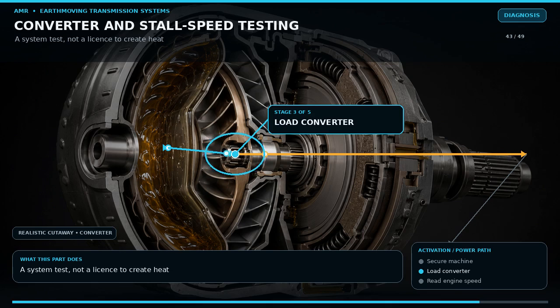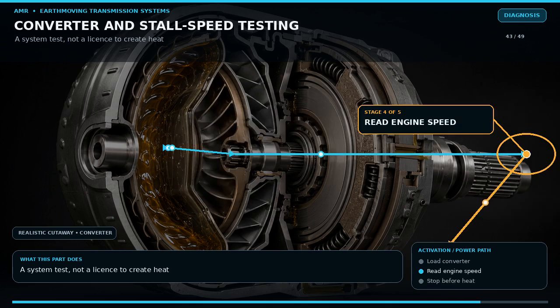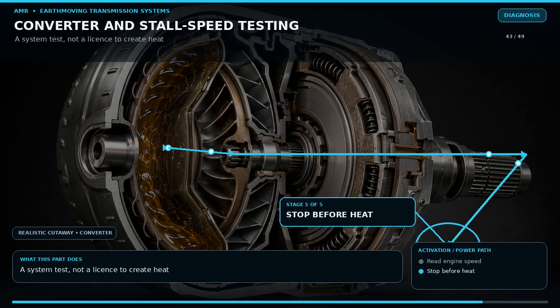But one number does not identify the failed part. Check converter inlet and outlet pressures, temperatures, engine performance, and clutch pressure. Follow the exact OEM procedure, including oil temperature, gear, brake requirements, and maximum test time. Stall creates heat extremely quickly. Stop immediately if brakes cannot hold, tires move, temperature rises too fast, or abnormal noise occurs.